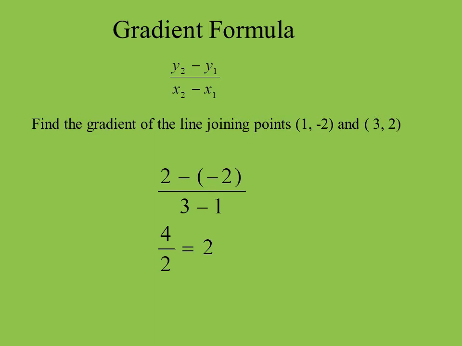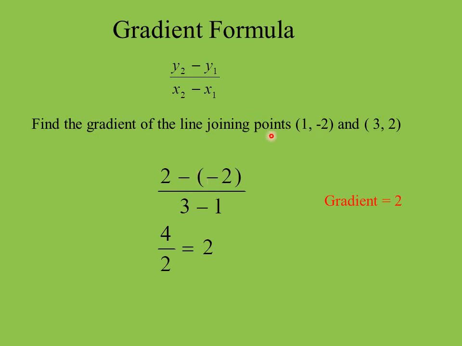Let's substitute those into that formula. So when we substitute in these to replace these, we end up with this equation, which simplifies down to this, which equals 2. That means that the gradient is 2. Now, if we were to graph that and join those points, you would find that it had a gradient of 2. I won't do that now, but that's just a simple way of finding the gradient using this formula. Now, if you haven't been taught that, you will be.